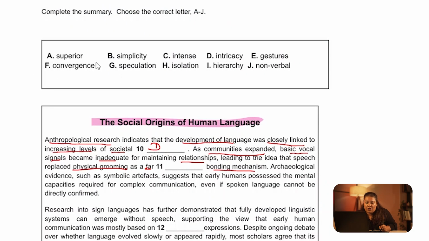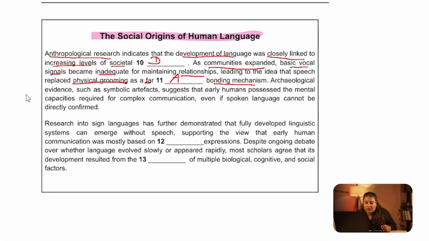So efficient cannot be simplicity, it cannot be intense, gestures, no hierarchy, isolation, speculation, non-verbal. It can be superior. Far superior bonding mechanism makes more sense. So my answer to question number 11 will be option A, superior. Let's move to question number 12.